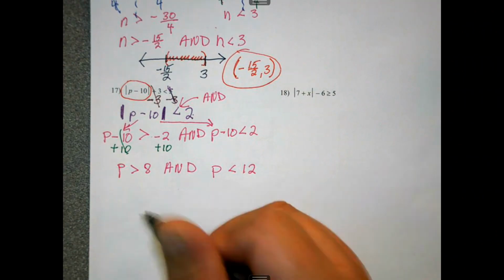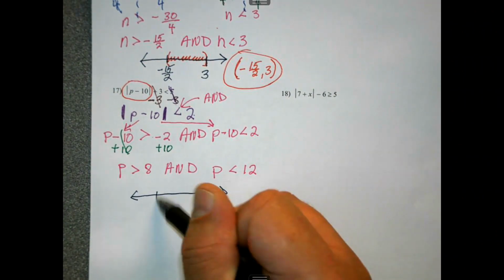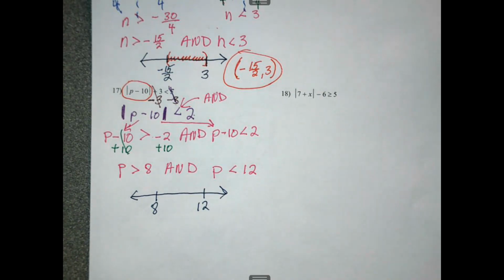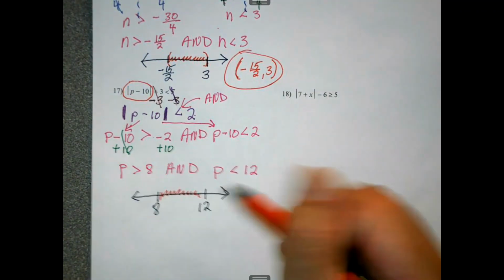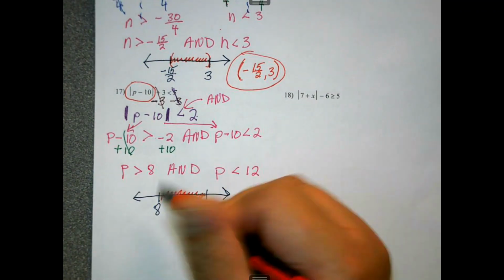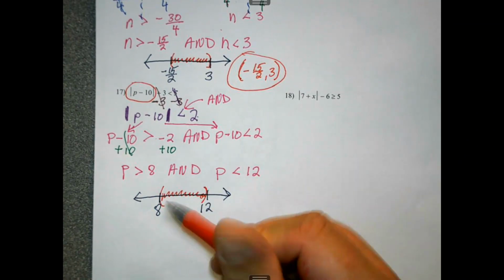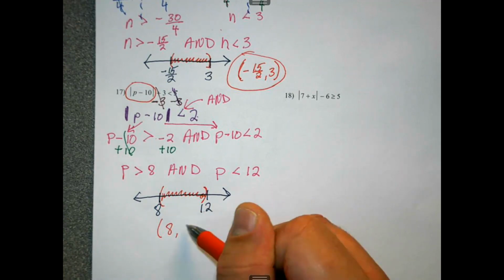Graph it. Smaller number, larger number. I know it's going to be shade in between because of and, and neither one of them have an equal sign. So again, it's going to be parentheses. So parenthesis 8 comma 12 parentheses.